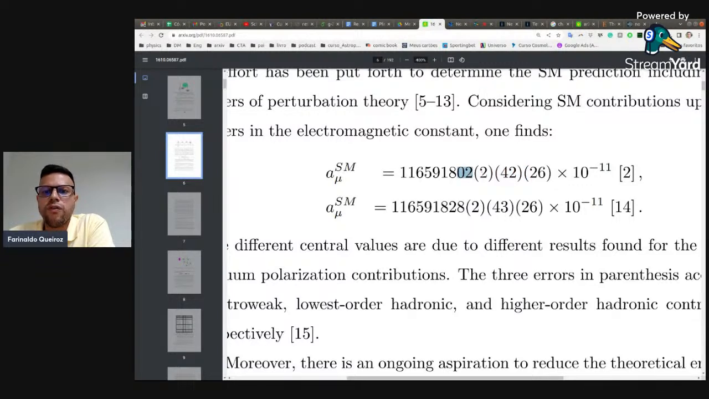It could be, for instance, 2 or 4 if you include this uncertainty, or the 02 could be 44 if you include the plus 26, 02 plus 26. Okay, so what I'm trying to say is that if you sum all these three, that's the size of the uncertainty that will change the last two digits of this value. Okay, that's the Standard Model prediction, times 10 to the minus 11.